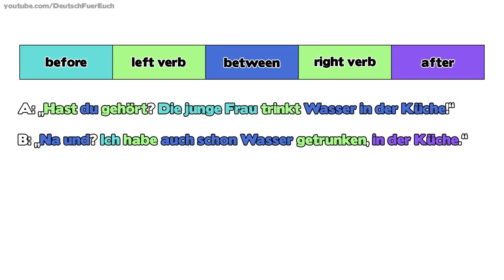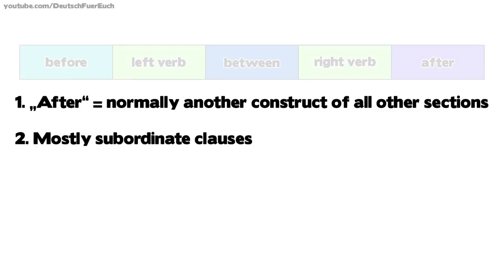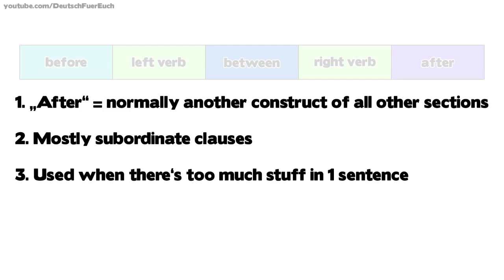Consider it wrong. So to sum up, firstly, the after section is really another construct of all the other sections in disguise, so to say. Secondly, it often is filled with a subordinate clause, of which there are a few kinds that we will talk about in episode 45. Thirdly, it mostly comes into play when the information you want to deliver in one sentence is too much for one clause, which is why you then take part of your between section and turn it into a subordinate clause or an additional main clause, which we then call the after section.